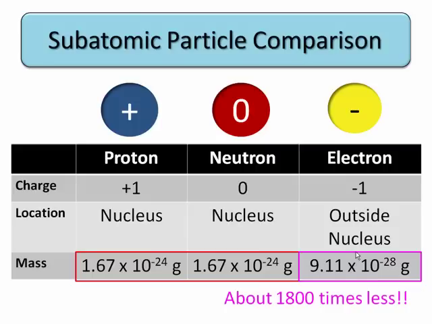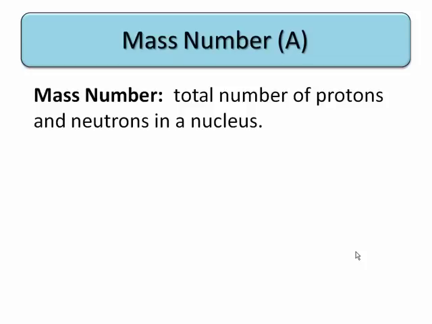Notice that the exponent on the electron's mass is 10 to the negative 28th, not negative 24th. This means that when we determine the mass of an atom, the most important particles to consider are the protons and neutrons, or the mass of the nucleus. In fact, the number of protons and neutrons in a nucleus is called the mass number for an atom.